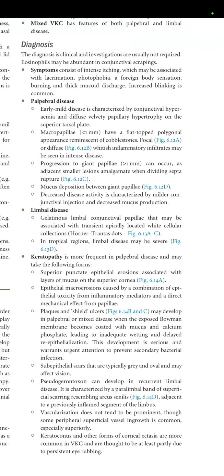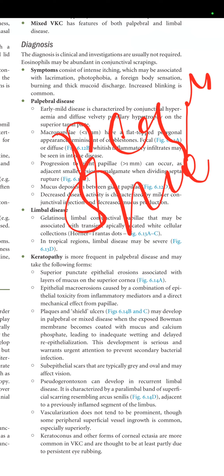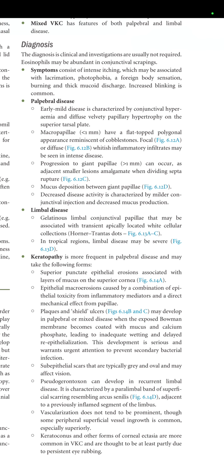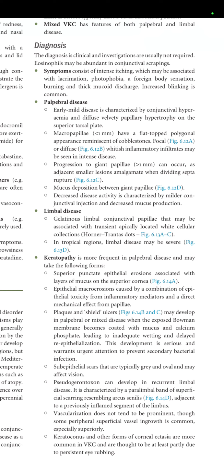So what is a plaque or shield ulcer? Very important. This is an ulcer that forms in a case of VKC, and how it happens is that during the macroerosion there will be exposed Bowman membrane, and it is usually deposited with mucus and calcium. When it is deposited with mucus and calcium, it causes inadequate or delayed reepithelialization, and you should prevent it because it can cause secondary bacterial infection.